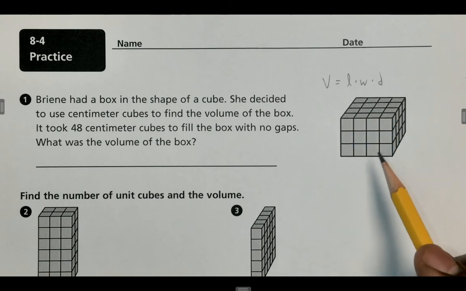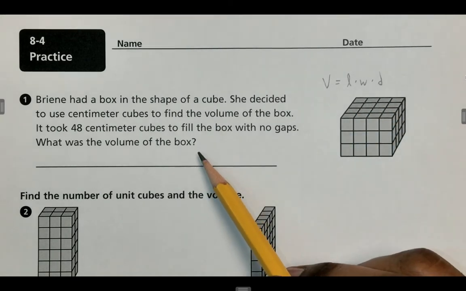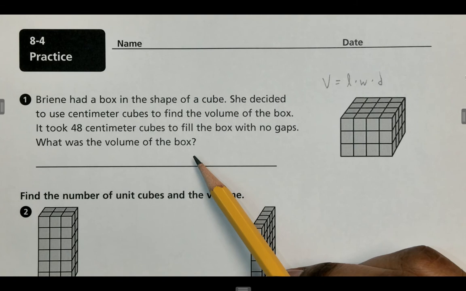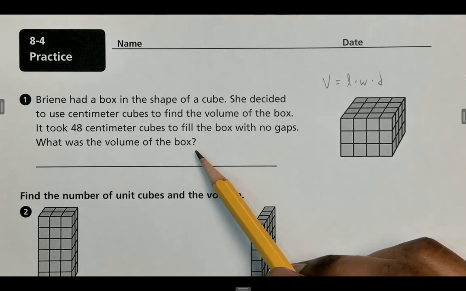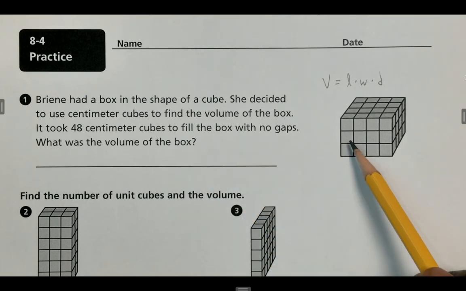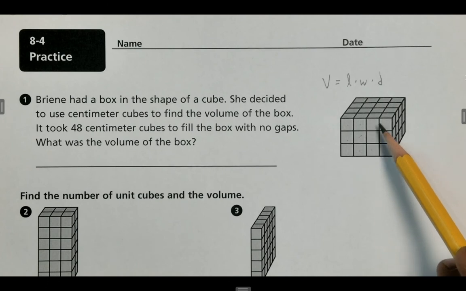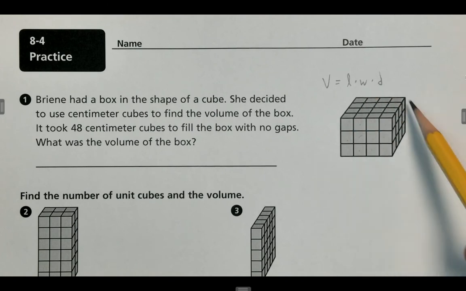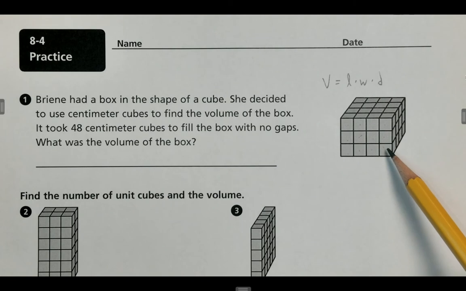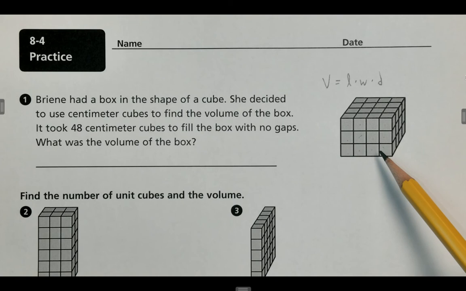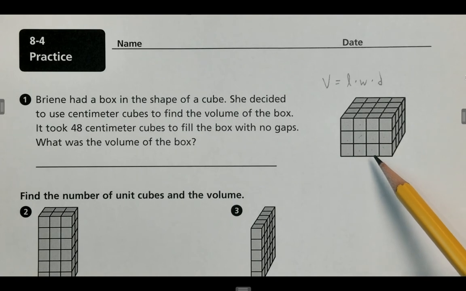Looking at this box here, number one, Brienne had a box in the shape of a cube. She decided to use centimeter cubes to find the volume of the box. It took 48 centimeter cubes to fill the box with no gaps. What was the volume of the box? Okay, so each of these cubes had side lengths of 1 centimeter. And altogether, she said she needed 48 centimeter cubes to fill the box with no gaps. So what was the volume of the box?